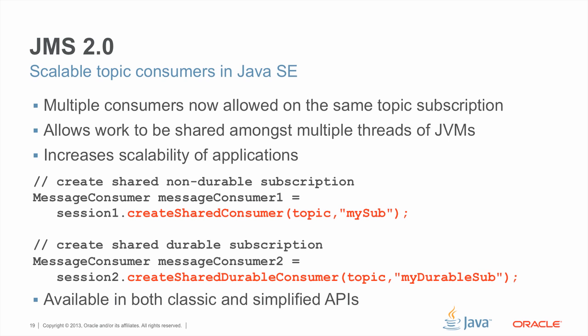Now, in JMS 2.0, this restriction has been removed. You can now create a new type of topic subscription, which is called a shared subscription. These can be either durable or non-durable and can have any number of consumers.